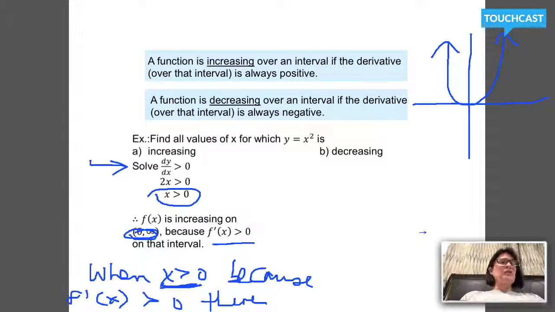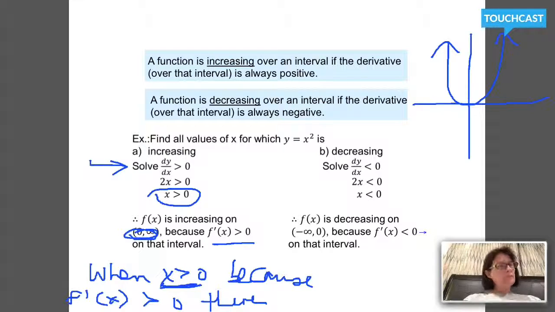So then the answer to the next question, where is y equals x squared decreasing? You probably know the answer. You could just find the complement of the answer to the first question, or we could go through the same process again. We could solve this inequality. I need the derivative to be negative. I need the derivative to be less than 0. So 2x is less than 0. I can solve that. I get x is less than 0. And I get f of x is decreasing on the interval negative infinity to 0 because f prime of x is negative on that interval.